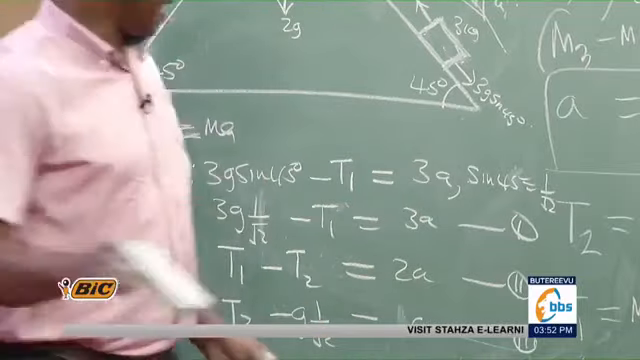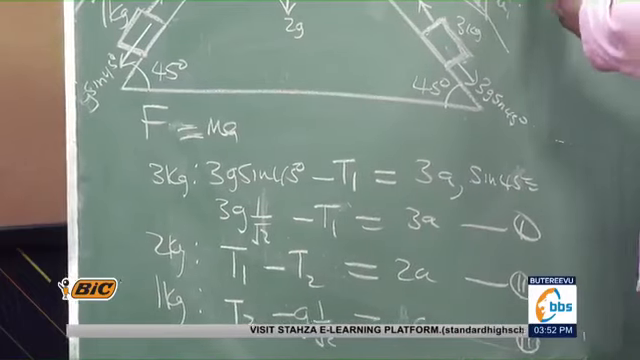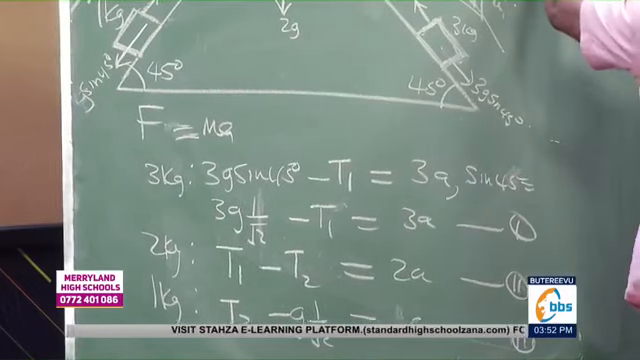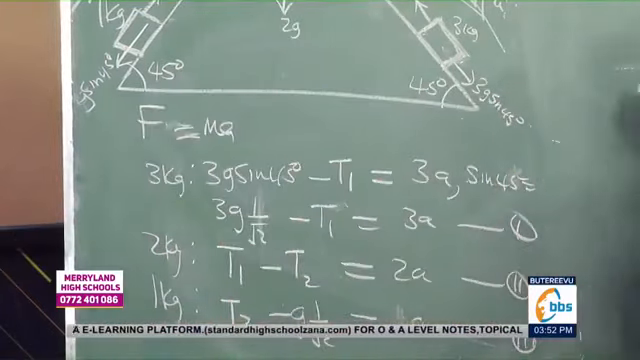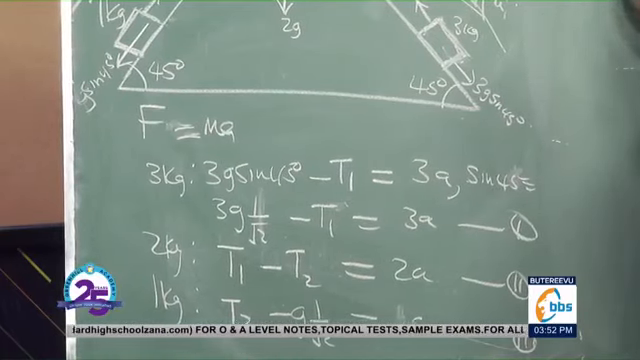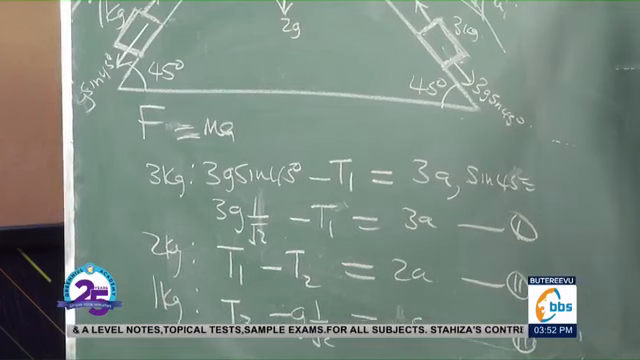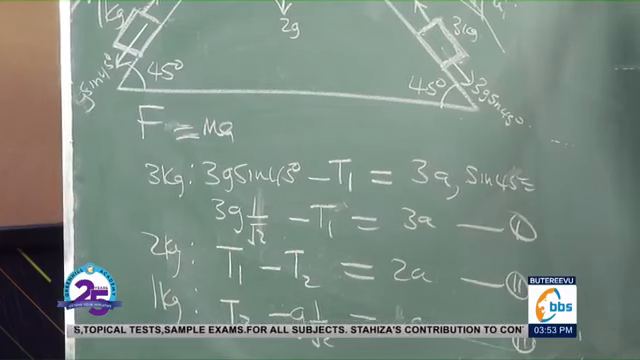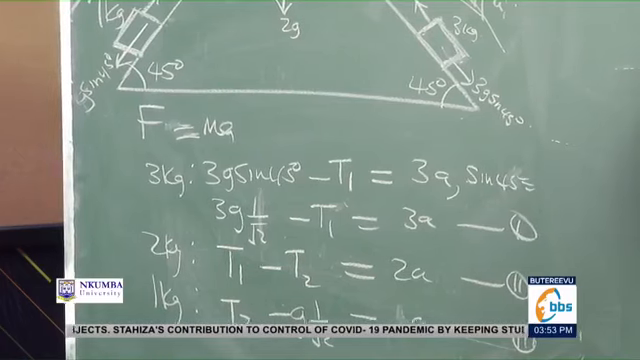Now, as we move towards the end of our lesson, I want to say, whenever there are 3 equations, simply add them. Simply add them, and when we add, we shall have 3G root 2 over 2 plus minus T1 plus T1 minus T2 plus T2 minus G root 2 over 2 is equal to, when we add all these, we shall get 6A.